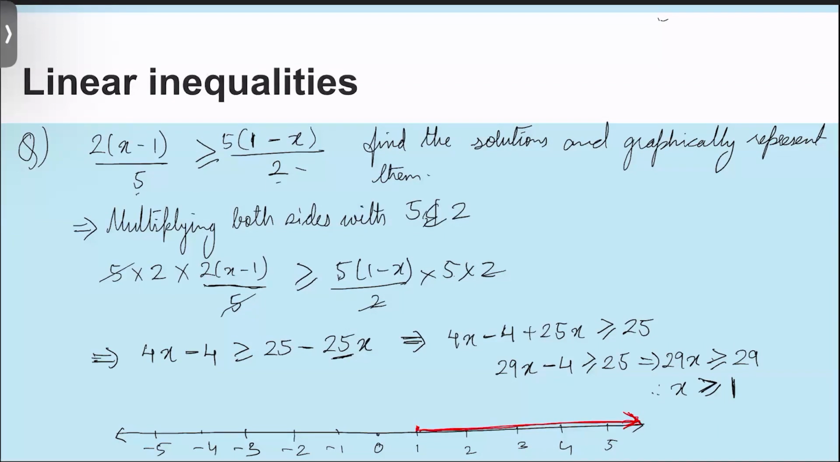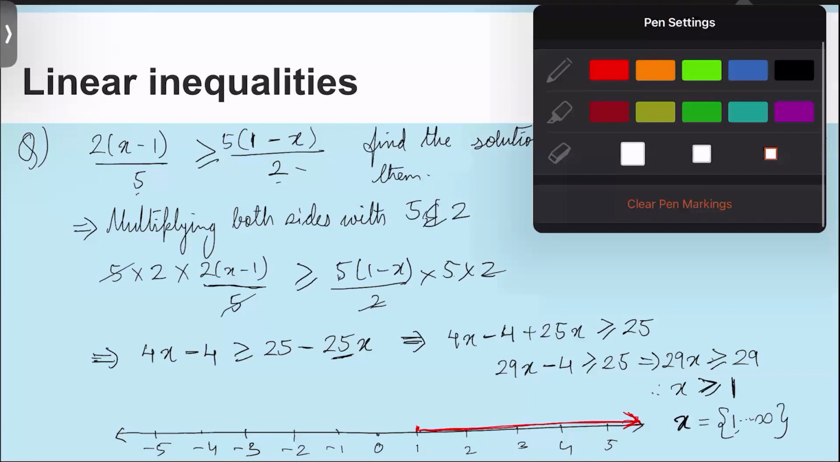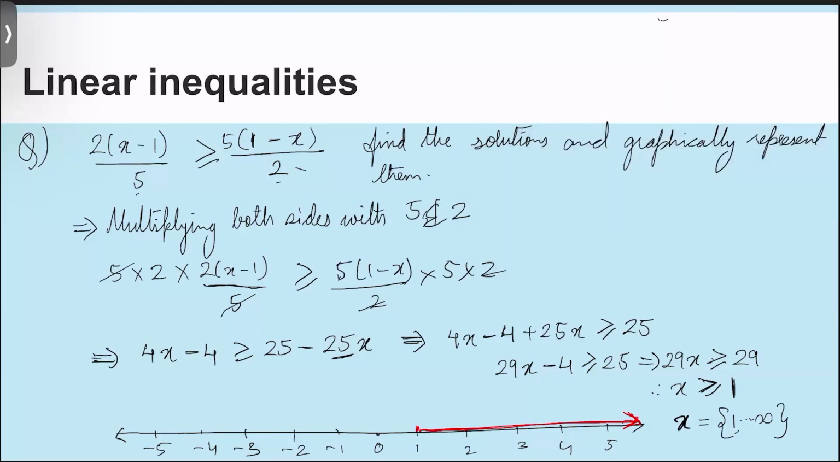So the solution set that you will eventually get is x belongs to [1, infinity). This is your solution set, and that can be represented in the graphical form as per what we have shown. Okay, now let's take another example.